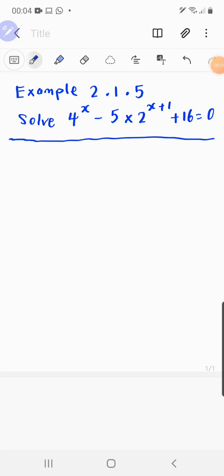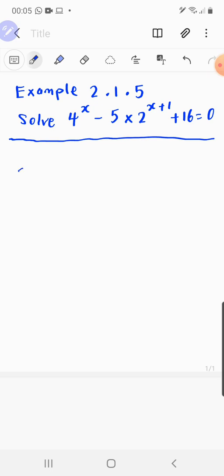Hi, in this video, we will be exploring how to solve exponential equations involving quadratic equations. Let's take a look at example 2.1.5. The question is, solve 4 to the power of x minus 5 times 2 to the power of x plus 1 plus 16 equals 0. For this equation, we will first change all the exponentials to base 2 in this way.